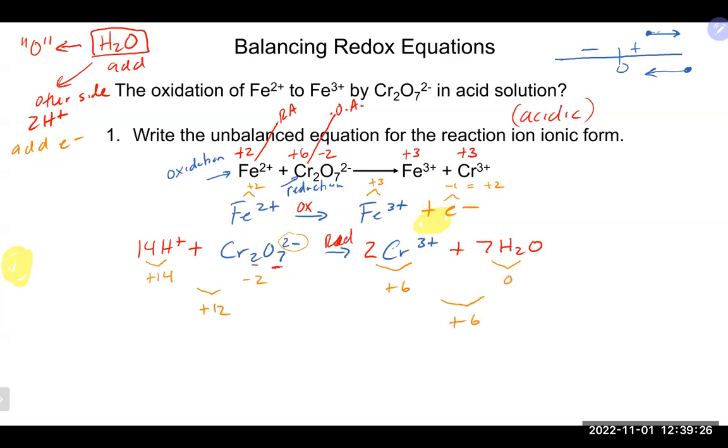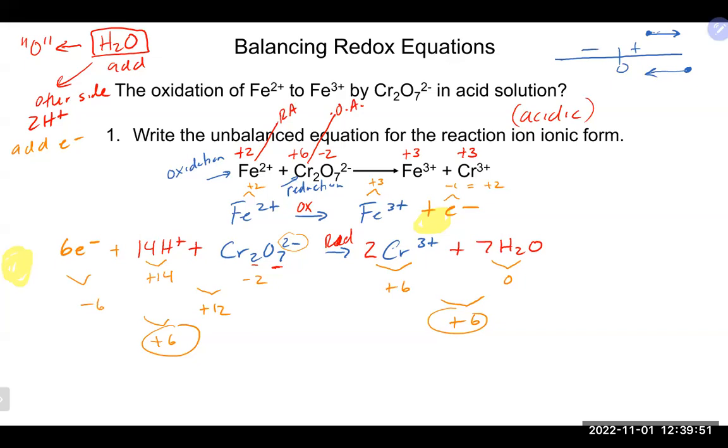That means the negative electrons in this case will need to go to the left-hand side. To balance out the charge, we would need 6 electrons there. That now gives us -6 for a grand total of +6 and +6 on both sides. Any questions on that there?